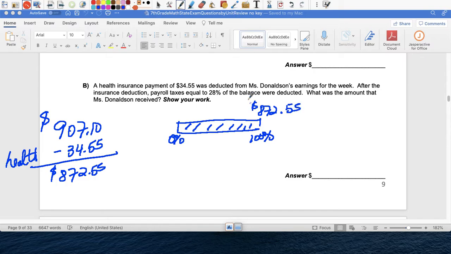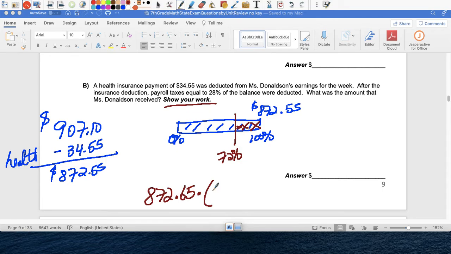$872.55. But step on the brakes. The government is going to come and take 28% away from that, and you're going to be left with 72% of that original amount. So that's what you really take home. The last calculation, if it says show work, would be the 872.65 that you thought you were going to take home times 72%, because 28% got taken out for taxes, and they do that automatically, by the way.